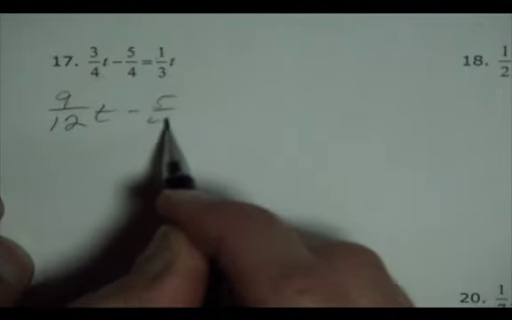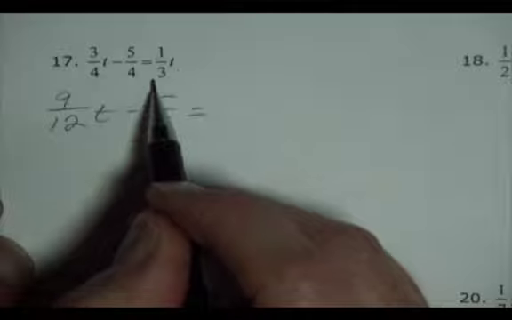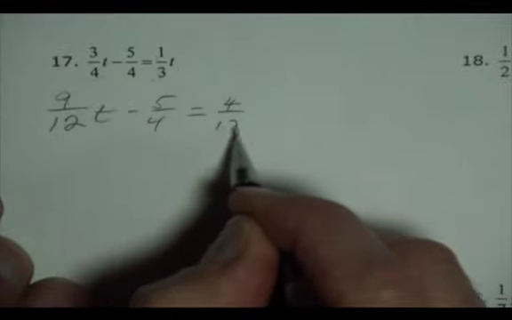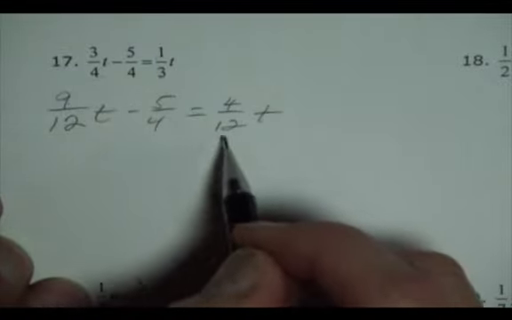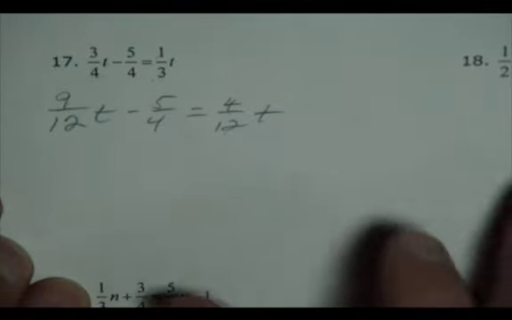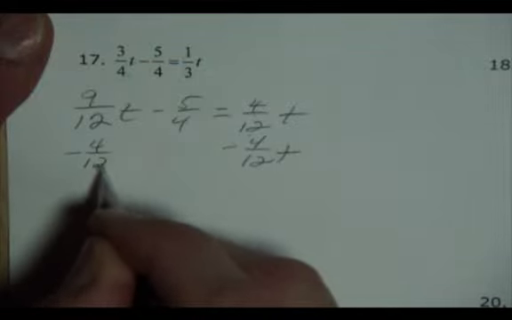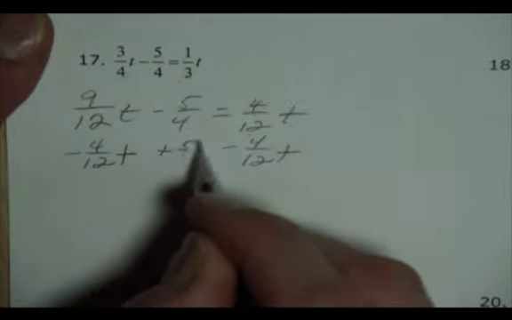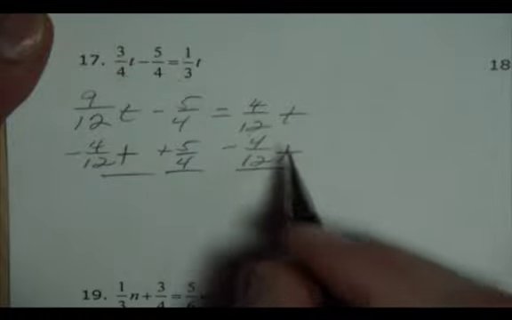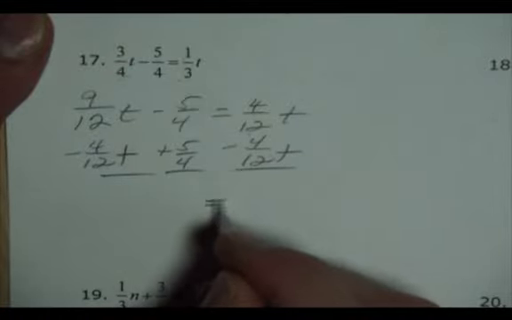You'll notice that 4 times 3 is 12 and 3 times 3 is 9. Minus 5/4 equals 1/3 t. Well, 1/3 t is 4 over 12 t. Again, 3 times 4 is 12 and 1 times 4 is 4. We now have our common denominators, and we can move on here to put our letters on the left by subtracting 4/12 t from each side, and we can put our numbers on the right by adding 5/4 to each side. And this leaves us with the following.